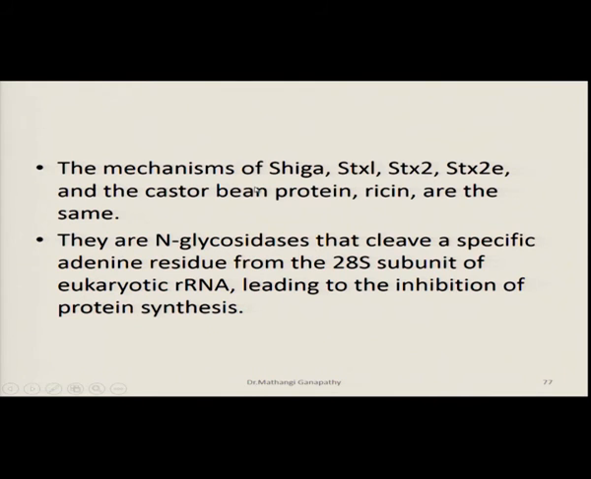The mechanism of the Shiga toxin, STX1, STX2, STX2E and the verotoxin is the same in the sense that these are commonalities. Remember that for the strains of the EHEC, we said that it is either the Shiga toxin or the verotoxin. So, the mode of action of these toxins is similar. These are N-glycosidases that cleave a specific adenine residue from the 28S subunit of the eukaryotic ribosomal RNA, leading to the inhibition of protein synthesis.